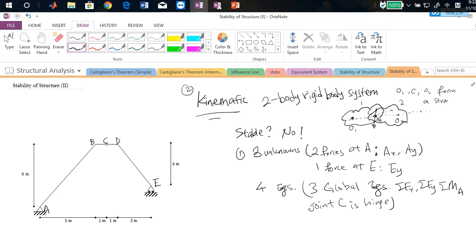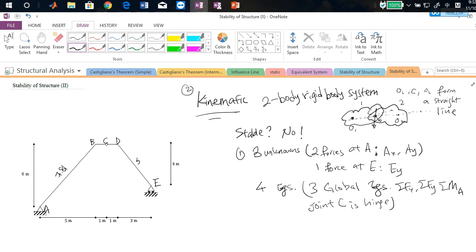All right, let's go back to our question. This is 6 meters and then 5 meters, 1 and 3 meters, and this is 4 meters. I just made up some numbers to keep it neat. This is 5, and the length of AB is the square root of 6 squared plus 5 squared, which is 7.81. So you can see that this is one body, and this is another, second body.